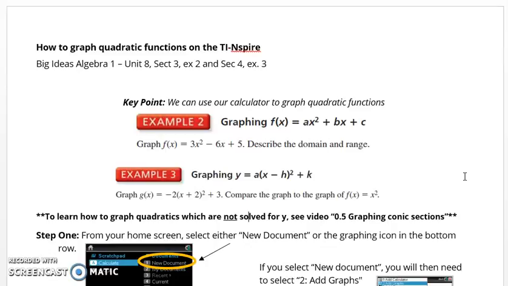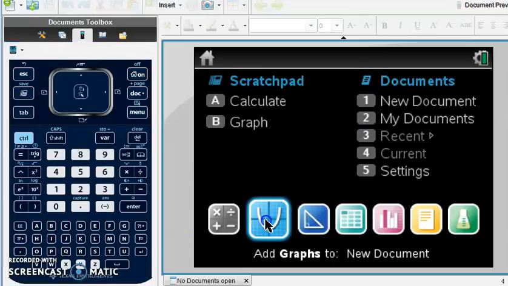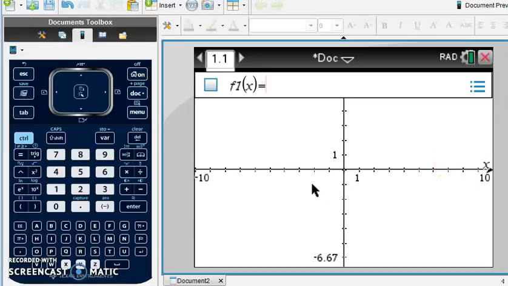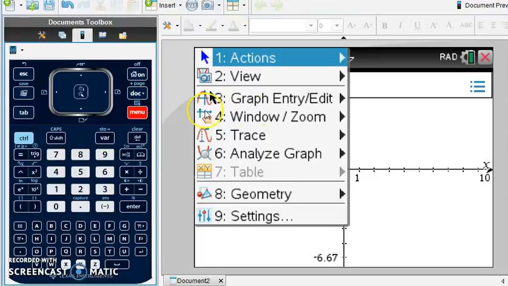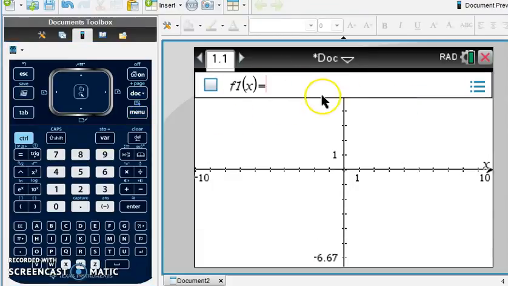So to get started, let's go to our calculator and we're going to go ahead and graph. So going to our graphing screen. Our first function was in function notation, it was in standard form, and our graph automatically brings up the graphing bar for function notation, so we don't need to change the settings. If for some reason you have something else already in there and it's in the wrong form, remember, you can go to Menu, Graph Entry Edit, Function to be able to bring up this bar.